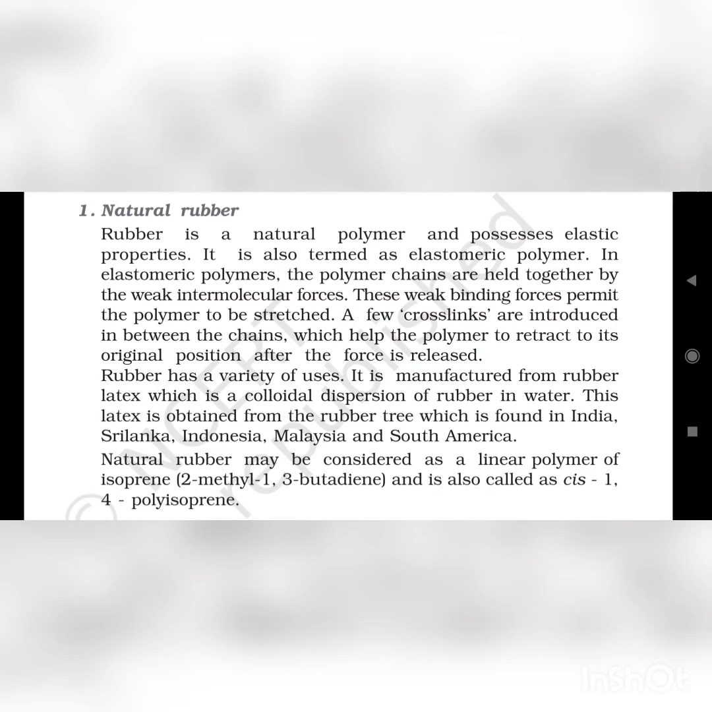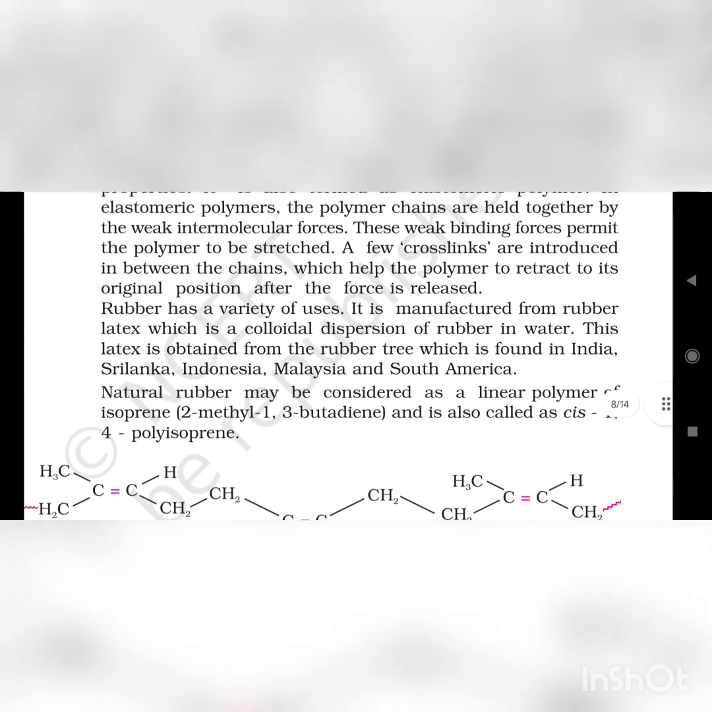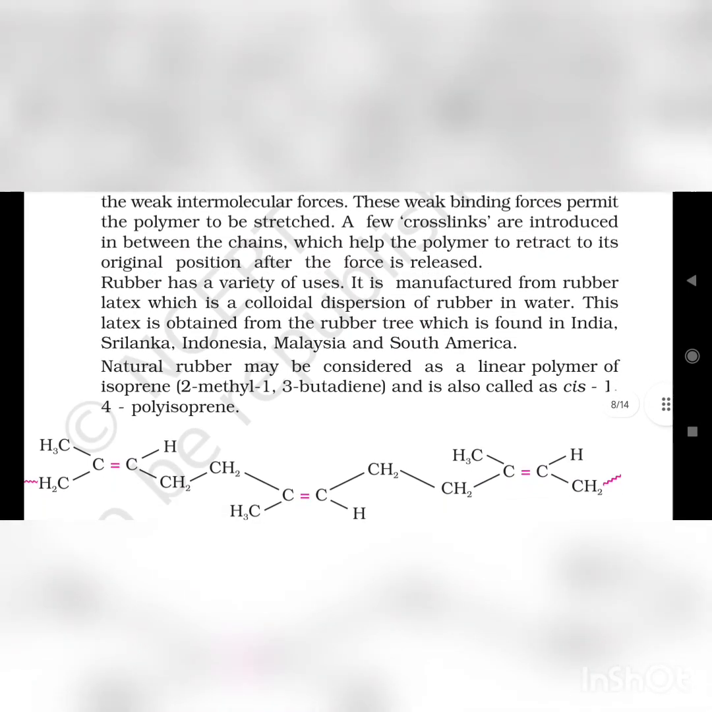These weak binding forces permit the polymer to be stretched. A few cross links are introduced in between the chains, which help the polymer to retract to its original position after the force is released. Rubber has a variety of uses. It is manufactured from rubber latex, which is a colloidal dispersion of rubber in water.